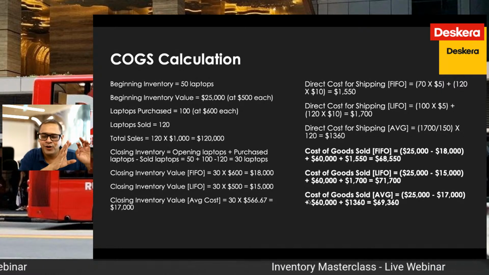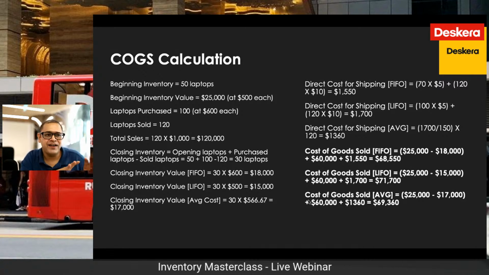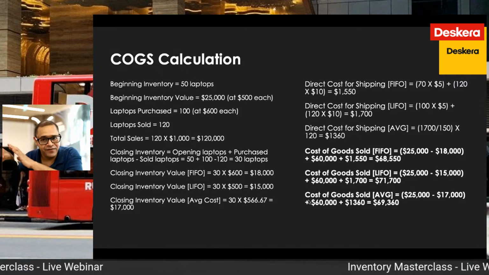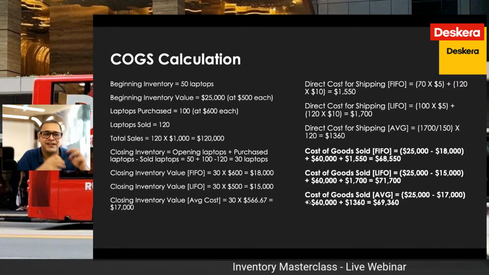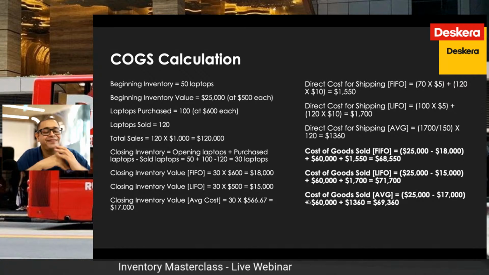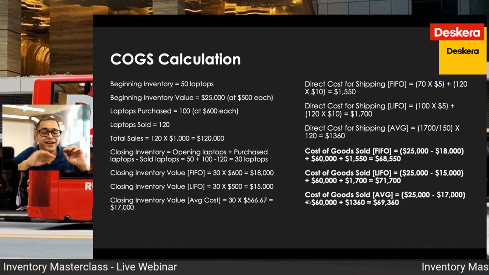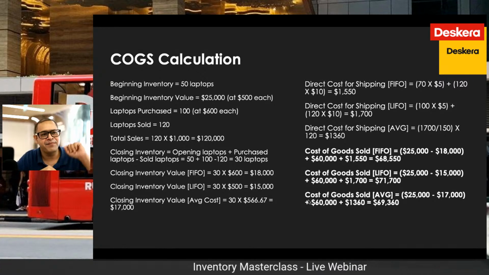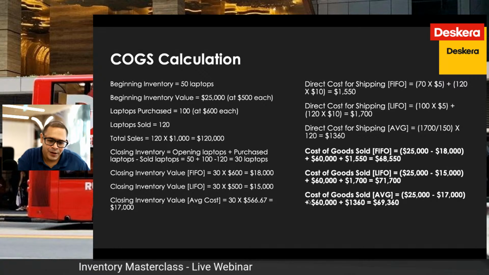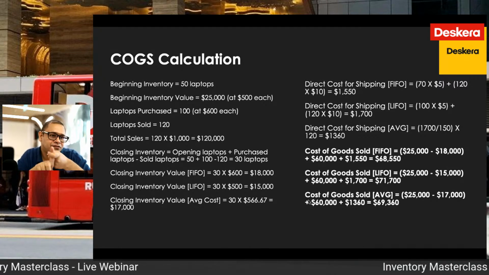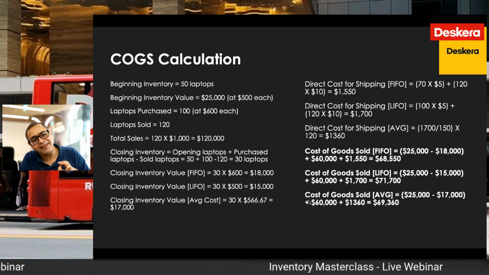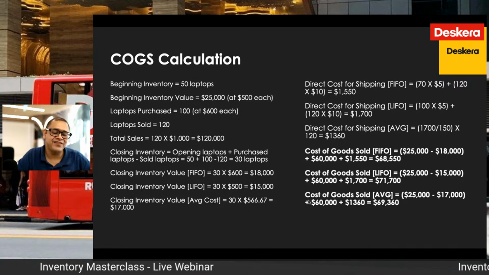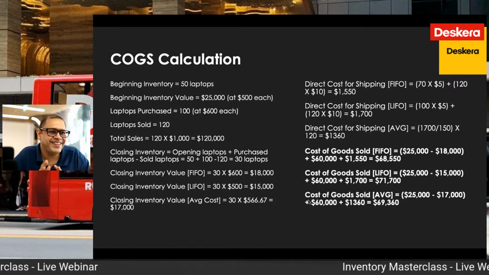That would be 1200 plus 500. 1200 for shipping out the items for delivery and 500 for getting those 100 items in. So I take all of this together, I aggregate it, and then I divide it by the total number of units that I had to get the average shipping cost for each unit, which is 1700 by 150. And that gives me the average unit cost of shipping, and I multiply that by the number of items that I sold, which is 120. And that gives me a third number, which is 1,360.